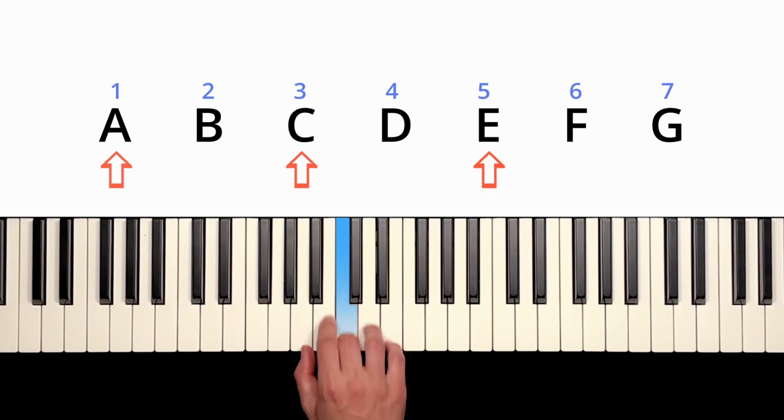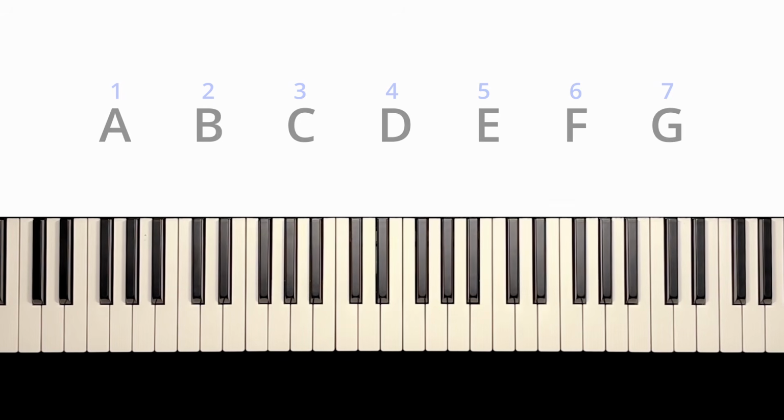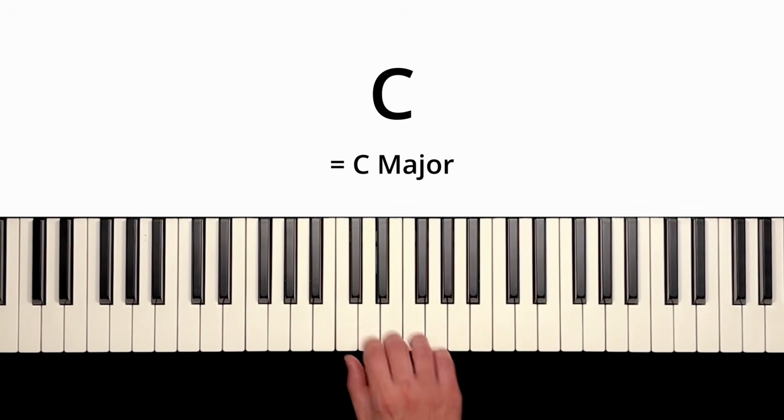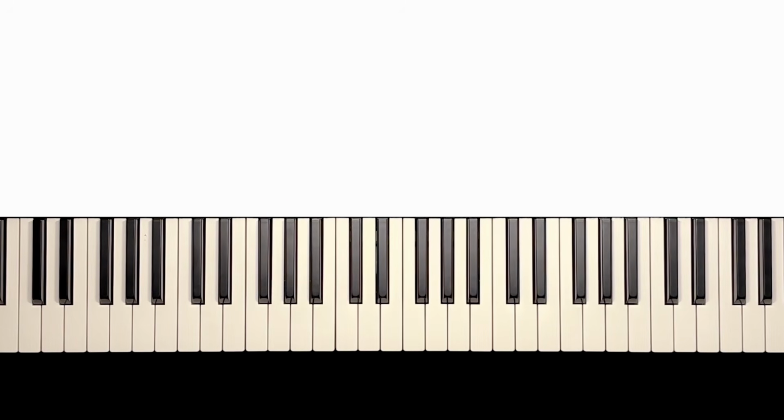In the most common system of chord notation, a capital letter represents a major chord, and we indicate a minor chord by adding a lowercase m.